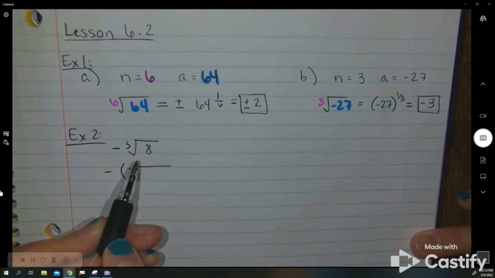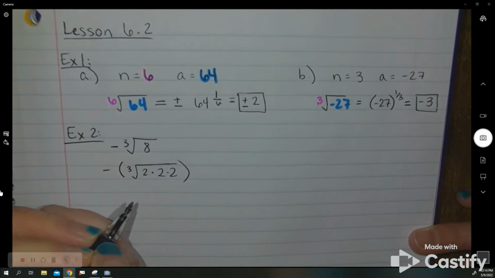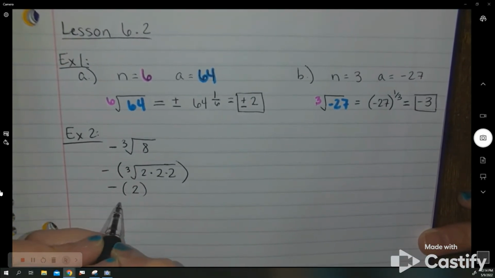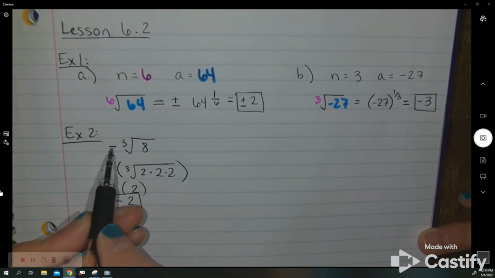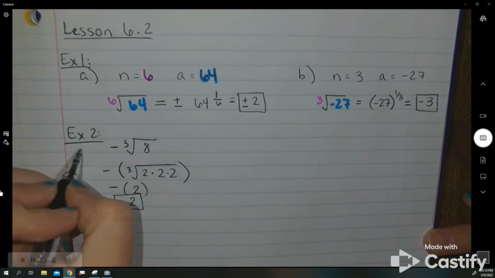And if you think about it, we could do 3 2's to get 8. So it'd be like 2 times 2 times 2. So therefore, the cube root of 8 is 2. And we've got this negative symbol outside. So really our answer for this is -2 because it's the opposite. That's what this means, the opposite of the cube root of 8. Well, the cube root of 8 is 2. The opposite of that is -2 for our final.